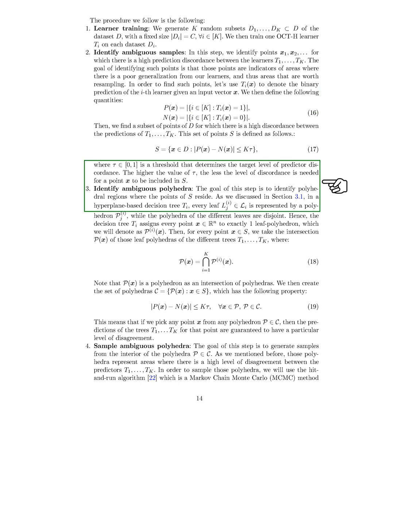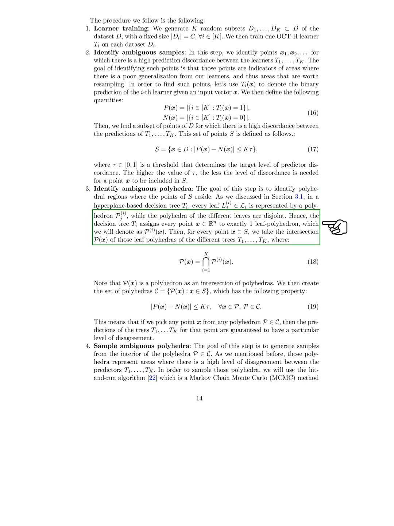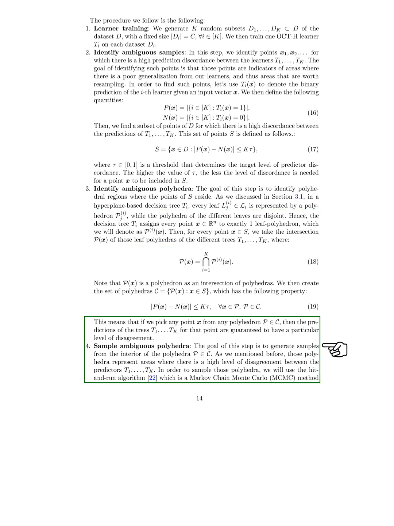Next, we identify polyhedral regions where these ambiguous samples reside. In a hyperplane-based decision tree, each leaf is represented by a polyhedron, and the polyhedra of different leaves don't overlap. So, the decision tree assigns each point to exactly one leaf polyhedron. For each ambiguous sample, we find the intersection of the leaf polyhedra of the different trees. This gives us a set of polyhedra, each of which has the property that any point within it will have a certain level of disagreement in the predictions of the trees.